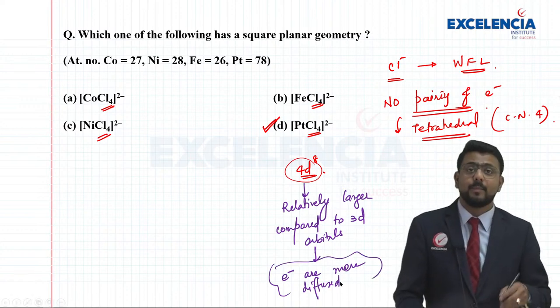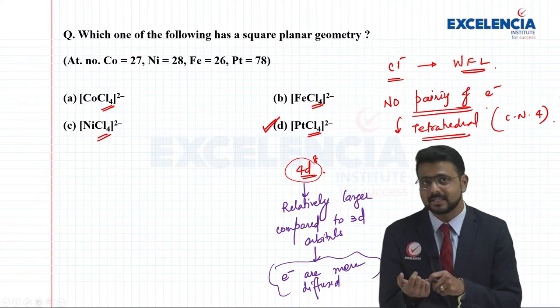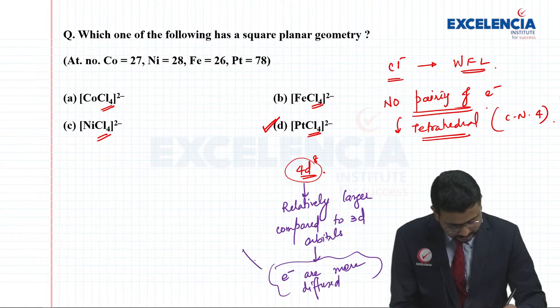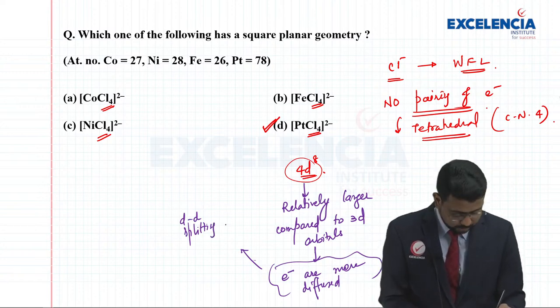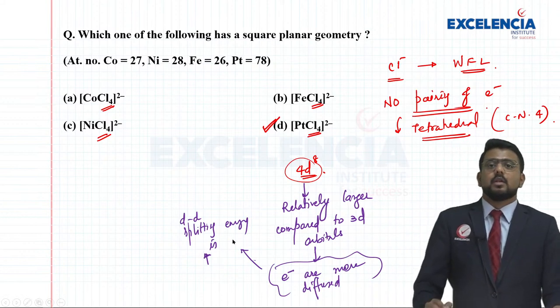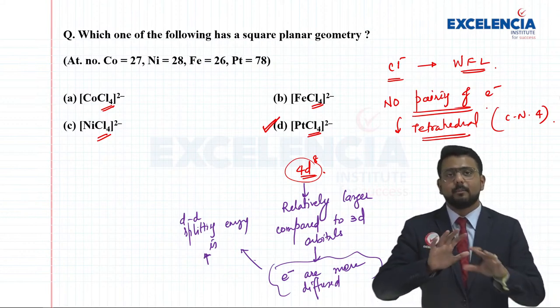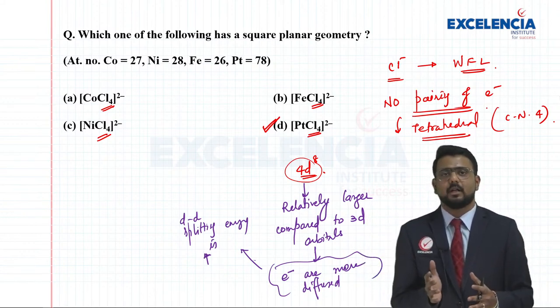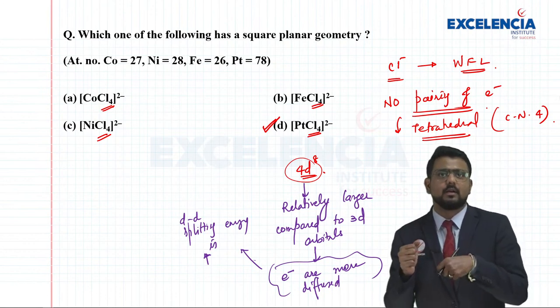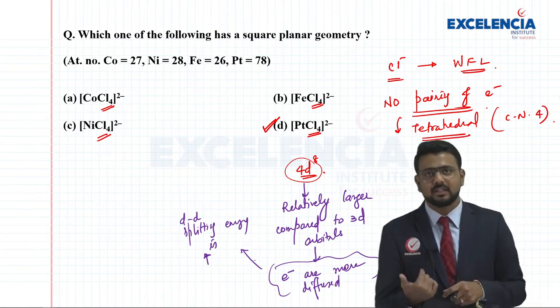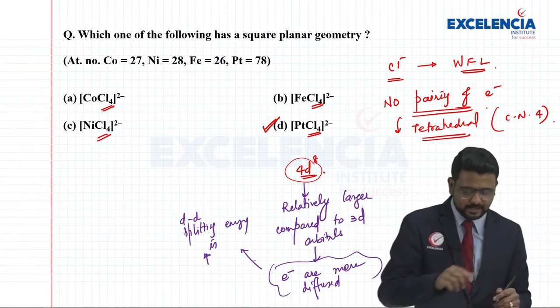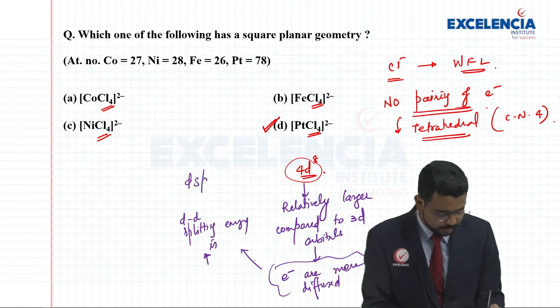And because of which, even though Cl- is there, which is a weak field ligand, we can say that the d-d splitting energy is higher, right? So because of this, what is happening is, because of the more diffuse nature of d orbitals of platinum, the bonding overlap is more towards d orbitals, and that's the reason, rather than undergoing sp3 hybridization, it can afford to undergo dsp2 hybridization.